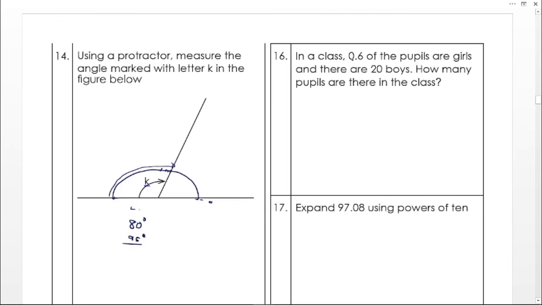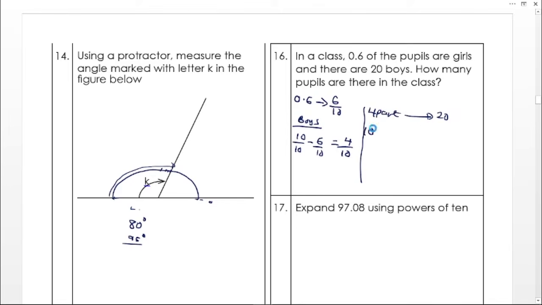Then we need to change this one into a fraction. So 0.6 is the same as 6 out of 10, right? Meaning that this is the fraction for girls. Now let us get the fraction for boys. That will be 10 out of 10 minus 6 out of 10, which is going to give us 4 out of 10. This is the fraction for boys, and they're telling us that the boys are 20, meaning that 4 parts out of 10 parts, the boys, represent 20 pupils.